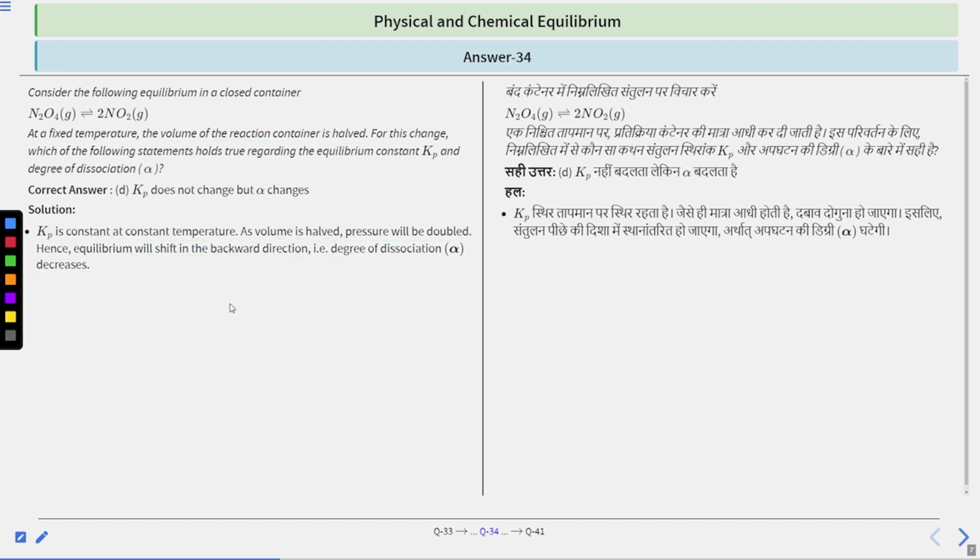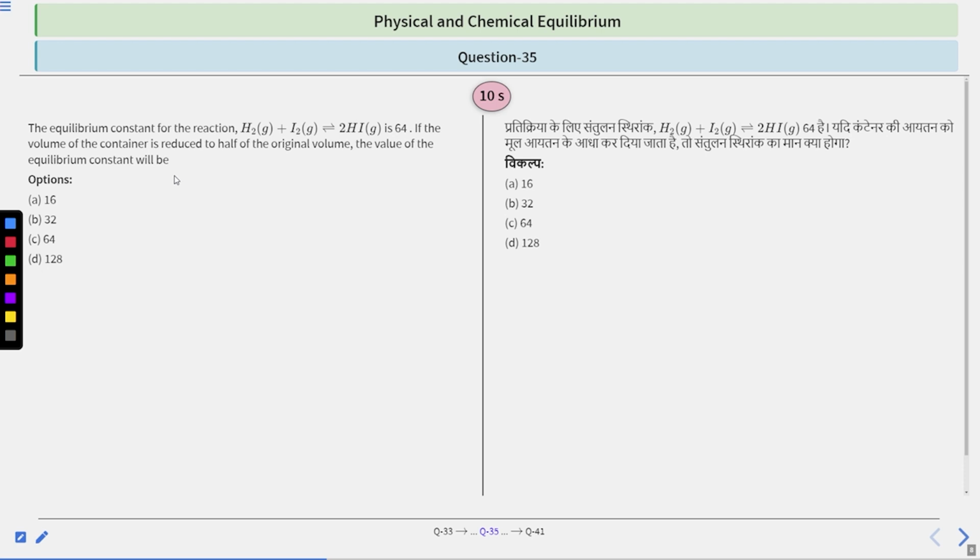Okay, let's move to the next question, question number 35. The equilibrium constant for the reaction H2 plus I2 giving us 2 HI molecules is 64. If the volume of the container is reduced to half of the original volume, the value of the equilibrium constant will be: options are 16, 32, 64 or 128. So you have 10 seconds to solve this question. After that, we will see the answer.